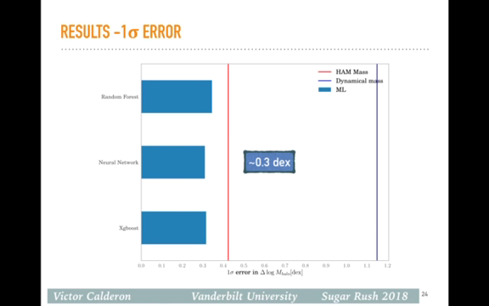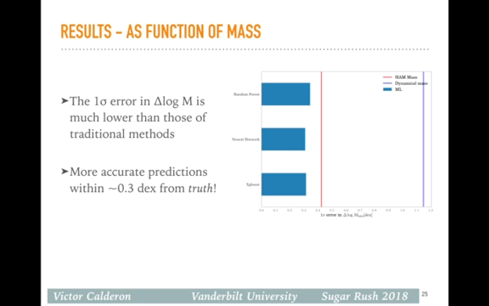So in this case, this is showing that the machine learning algorithms are actually outperforming the halo abundance match (HAM) and dynamical mass estimates. The 1 sigma error in log M is much lower than those of traditional methods, and therefore these three methods are more accurate than the traditional methods.